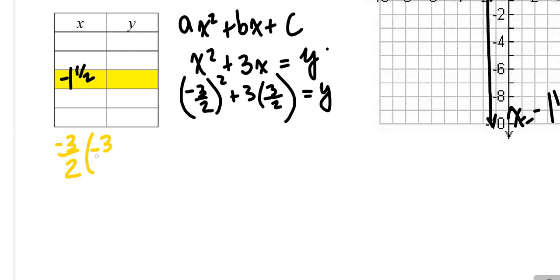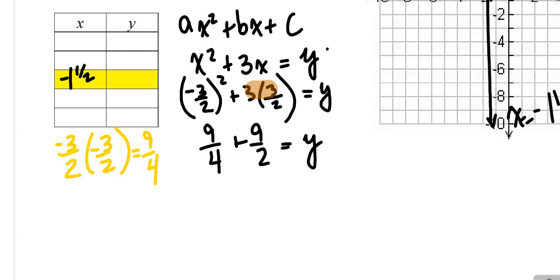-3/2 times -3/2 is going to be 9/4. Plus, those numerators multiply, so that's going to be 9/2. That's going to equal y. You're like, whoops, we got denominators that are different. Your lowest common denominator is 4. So I'm going to translate 9/2, a little 4 here. 2 goes into 4 twice. Arrow in, arrow out. And that becomes 18/4 equals y.